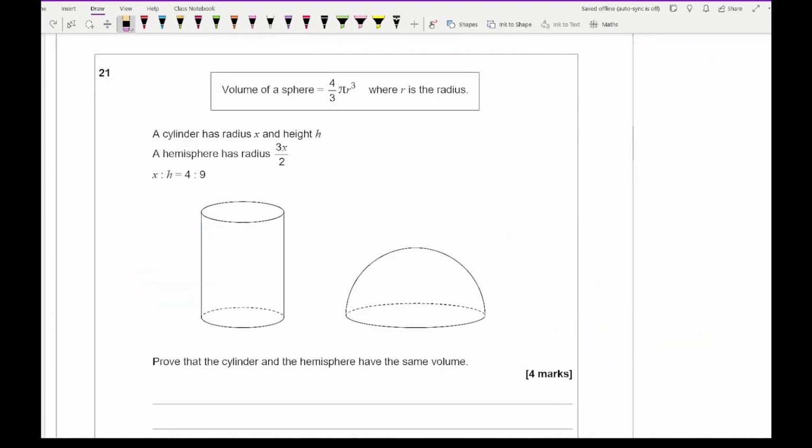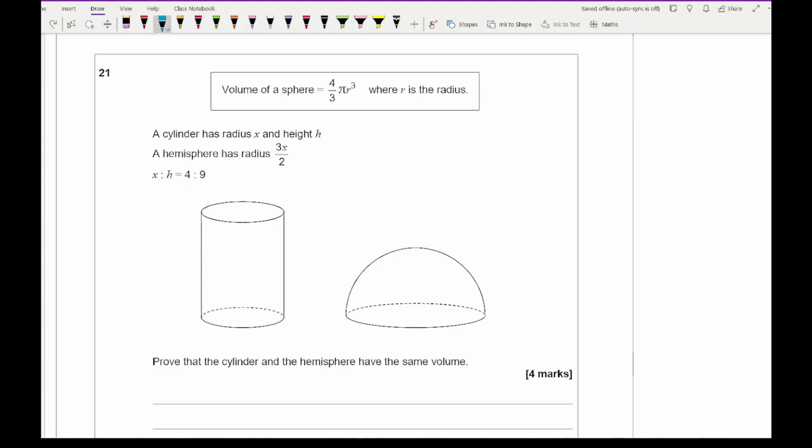So now moving on to our last question, it says that a cylinder has a radius of x and a height of h. A hemisphere has a radius of 3x over 2, and the ratio of x to h is equal to 4 to 9. The question is asking us to prove that the cylinder and the hemisphere have the same volume.